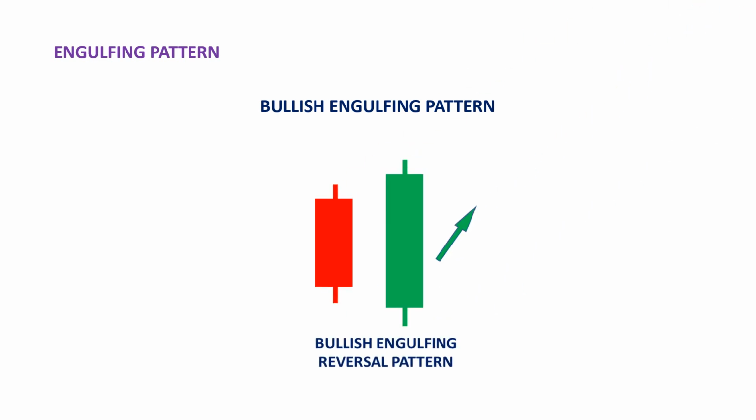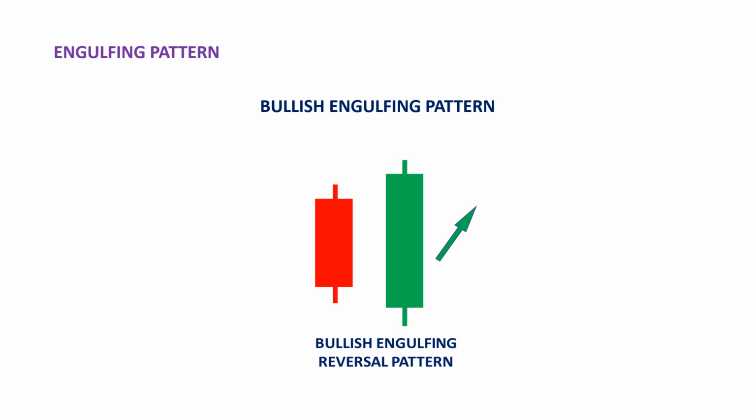Next, we have the engulfing pattern. An engulfing pattern could be a bullish or bearish pattern. First, the bullish engulfing pattern. In this graph, the bullish engulfing pattern is formed by two candles. The first candle is a small bearish candle, while the second candle is a large bullish candle that completely engulfs the body of the first candle.